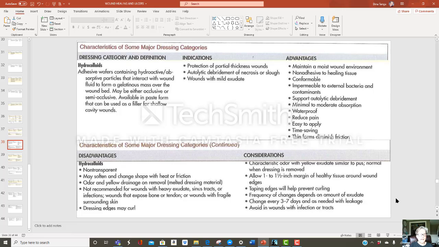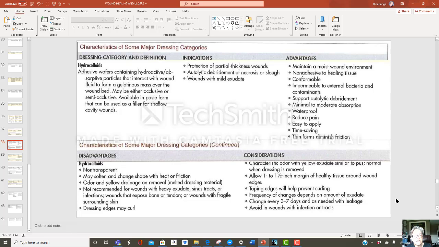Hydrocolloids. Adhesive wafers contain hydroactive absorptive particles that interact with wound fluid to form a gelatinous mass over the wound bed. May be either occlusive or semi-occlusive, available in paste form that can be used as a filler for shallow cavity wounds.